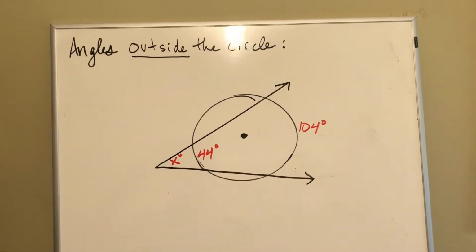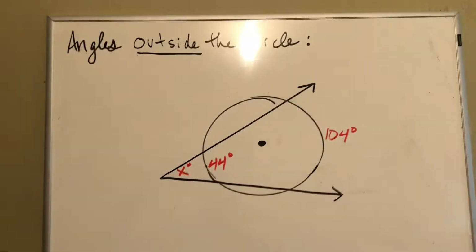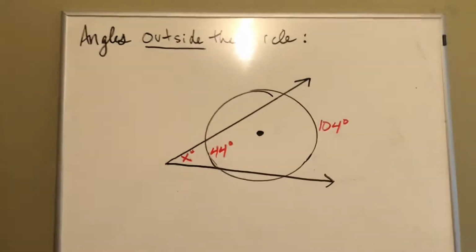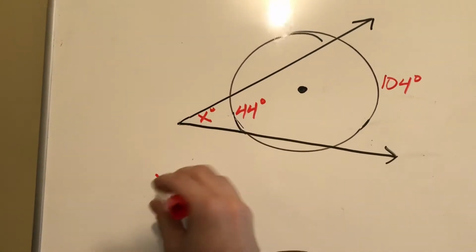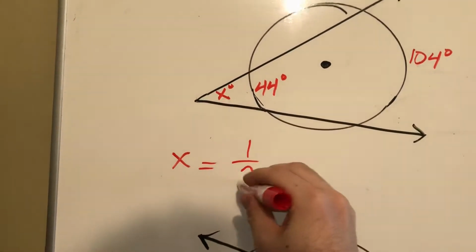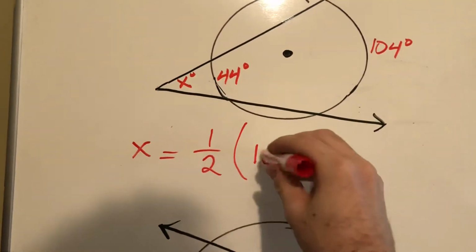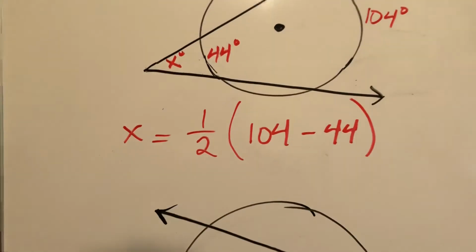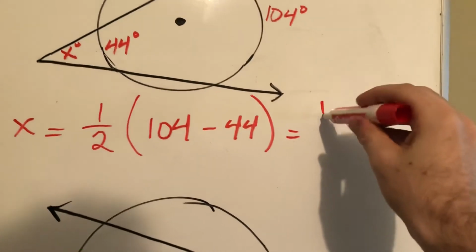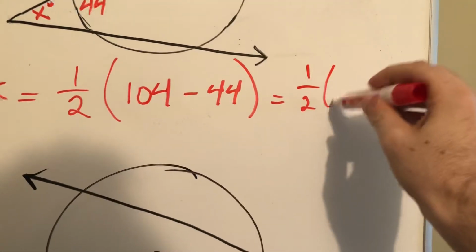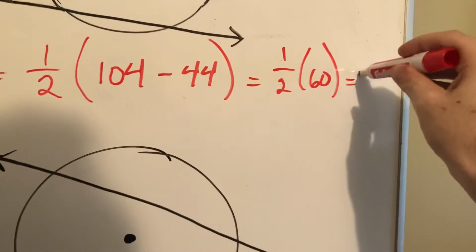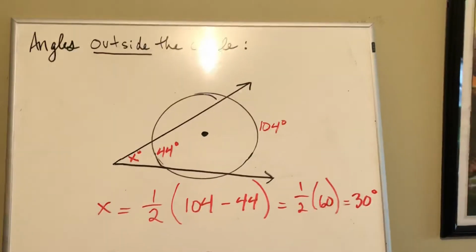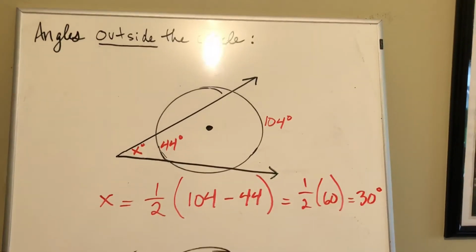So when you have an angle outside the circle, the way we come up with this is you're going to take the difference of the two arcs and take half of that. So x is going to be 1/2 of the larger arc minus the smaller arc. So 104 minus 44 is 60. So the measure of that angle x is actually 30 degrees, which seems about right. It's a pretty small acute angle.